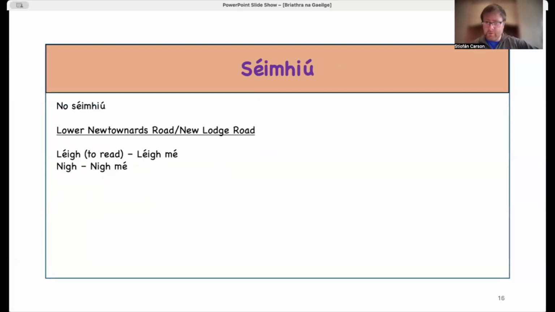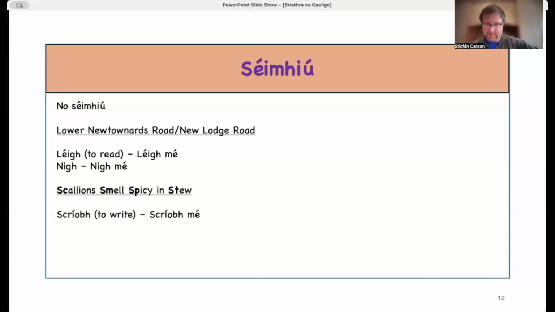There are instances where we don't séimhiú. Here we have L, N or R, the Lower Newtownards Road or the New Lodge Road. If a word starts with L, N or R, we do not put a séimhiú. So for example, léigh, to read. Léigh mé, I read. There's no séimhiú there. So if a word starts with L, N or R, we do not put a séimhiú on it. So léigh mé, no séimhiú. Nigh, to wash. Nigh mé, no séimhiú.